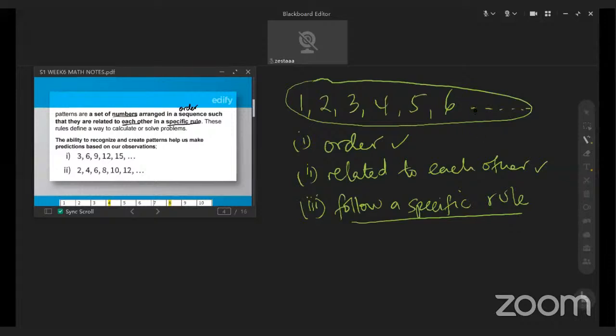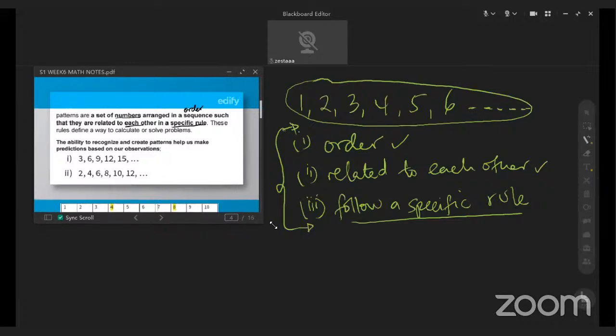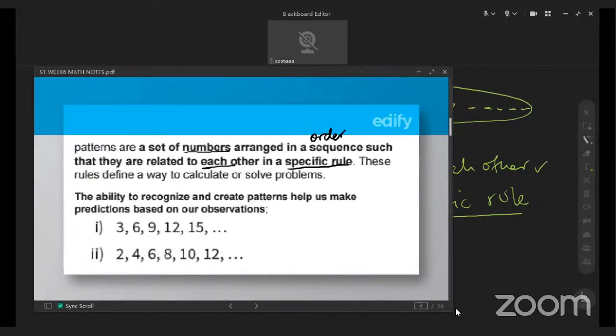Like if I want to find out the next number here, there is a rule that I will follow, and that rule will help me get other numbers. So this is what we are looking at as the patterns. Okay, so these are the three key things that we pick from numbers that are in that arrangement. Okay, now look at something here.